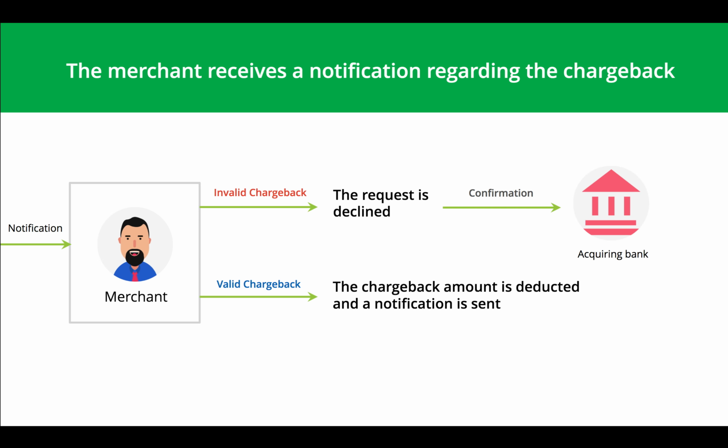The merchant receives a notification regarding the chargeback once the acquiring bank checks the validity of the complaint. If the chargeback is invalid, the request is declined and a confirmation of the same is sent to the acquiring bank. If the chargeback is found to be valid, the chargeback amount is deducted from the merchant's account and the merchant will be notified regarding the deduction.